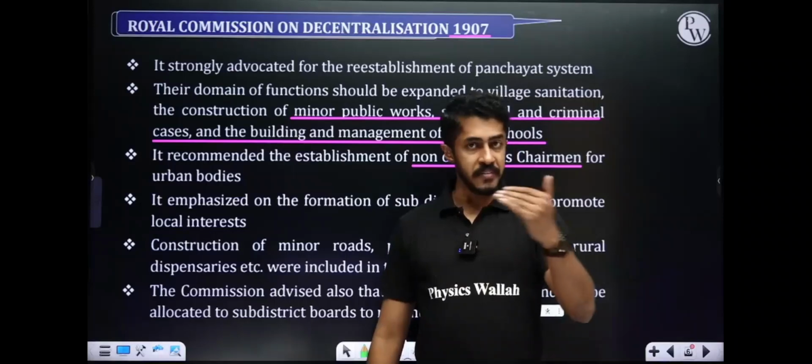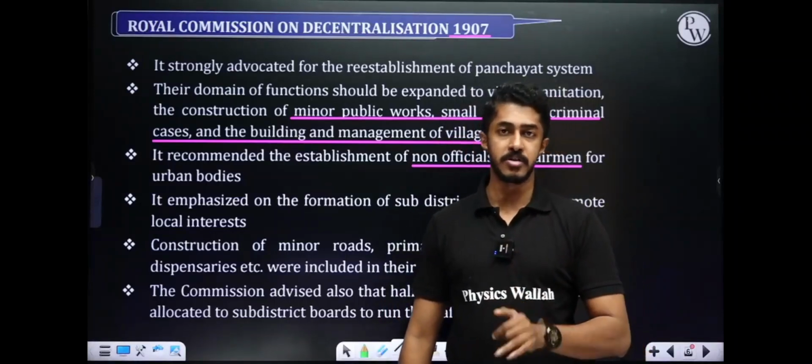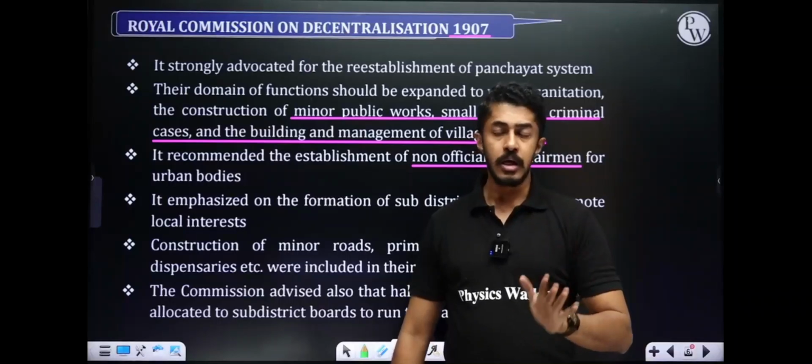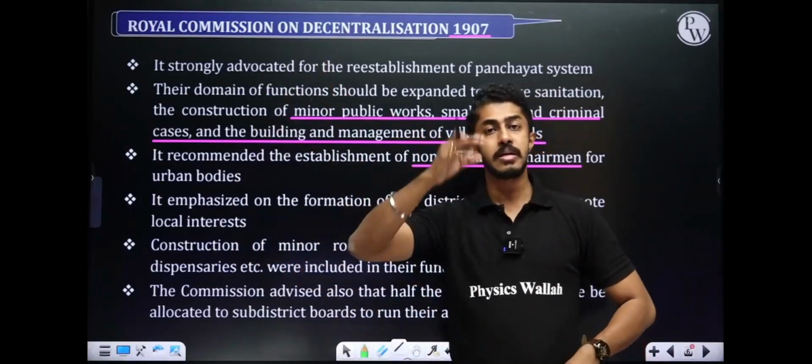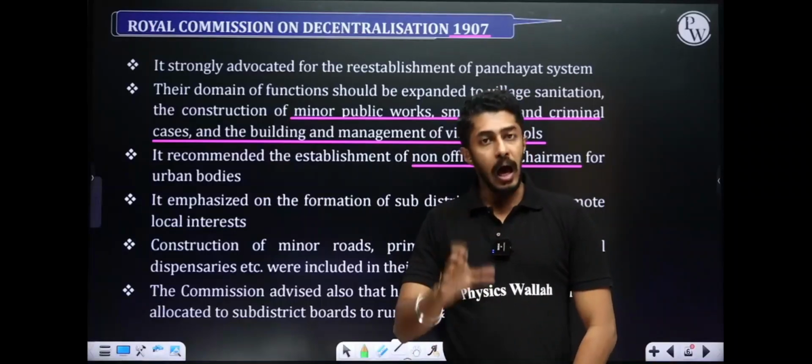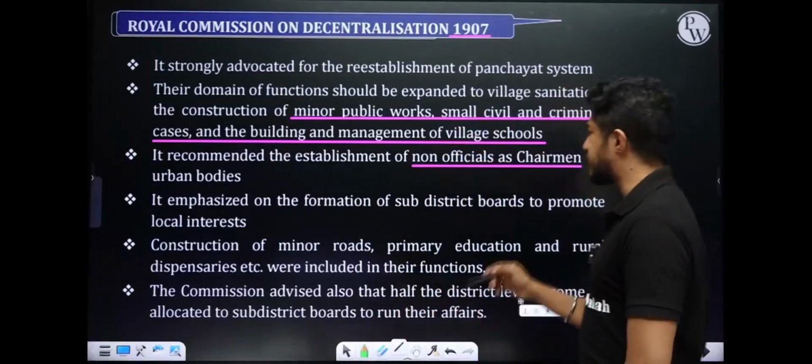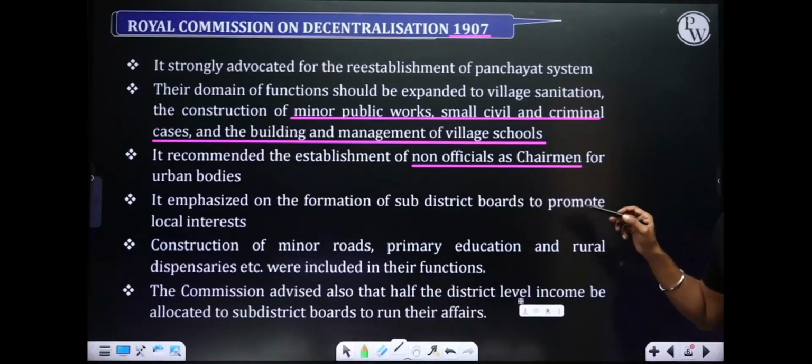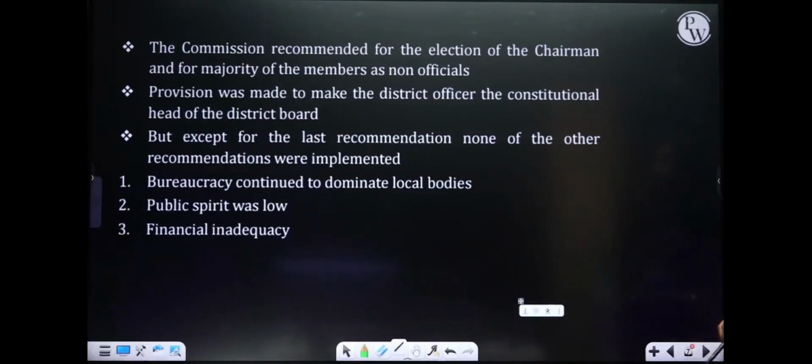We will discuss this more when we are doing rural administration and urban administration, but I hope you get the message right. Whatever the Royal Commission on Decentralization has suggested in 1907, आज भी these are the contentious issues, especially the non-officials as chairman. Clear? The commission recommended the election of the chairman and a majority of the members as non-officials. Provision was made to make the district officer the constitutional head of the district board. But except for the last recommendation, none of the other recommendations were implemented.